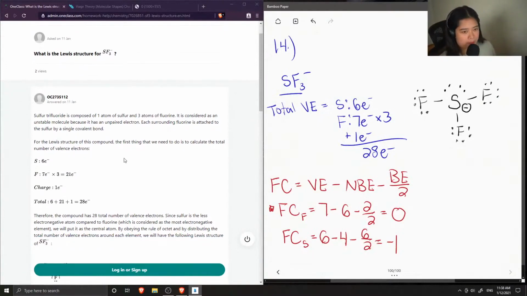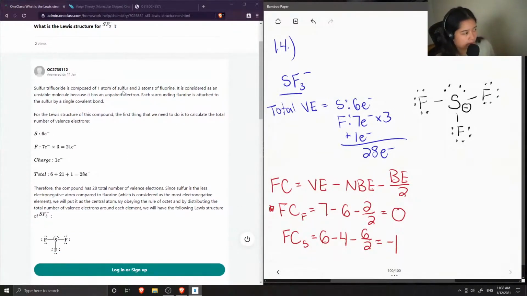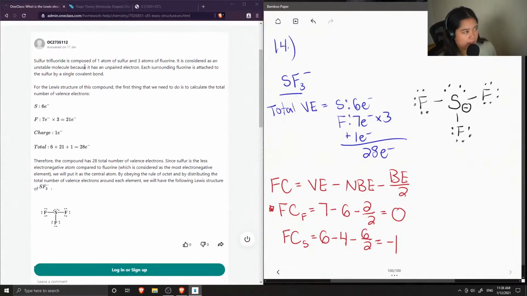So now let's see what the junior tutor said. Sulfur trifluoride is composed of 1 atom of sulfur and 3 atoms of fluorine. It is considered as an unstable molecule because it has an unpaired electron. Each surrounding fluorine is attached to the sulfur by a single covalent bond.